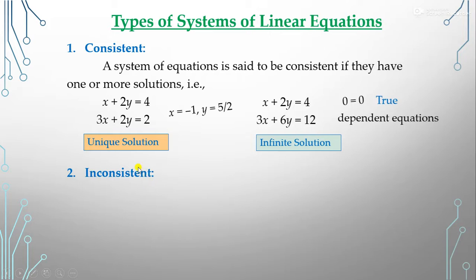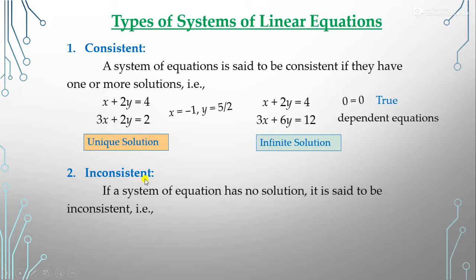Next is when our system is inconsistent. If a system of equations has no solution, we say that our system of equations is inconsistent. Suppose I give you these equations to solve: x plus 2y is equal to 4 and 3x plus 6y is equal to 5. Can you solve these equations? If you multiply the first equation by 3, what will you have? 3x plus 6y is equal to 12. And here 3x plus 6y is equal to 5.